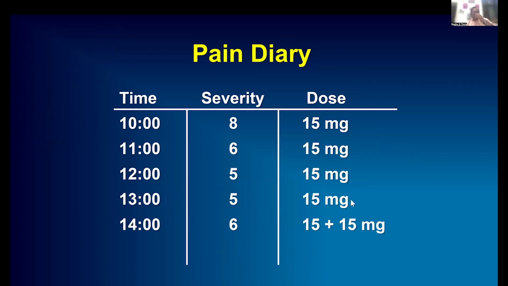So this is the pain diary. This is the simplest thing. What time, what was the severity, and the dose he has taken. And if you see at 2 o'clock, he has taken a breakthrough dose, as well as he has taken his regular dose also. No problem. You can take that. No problem.